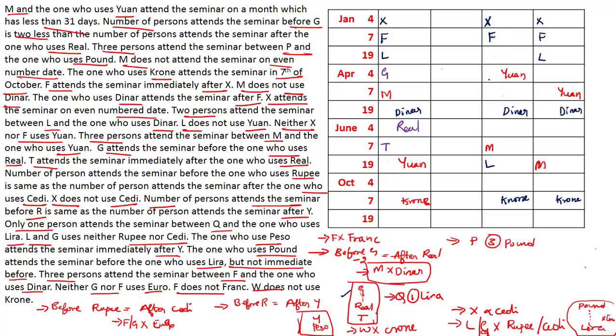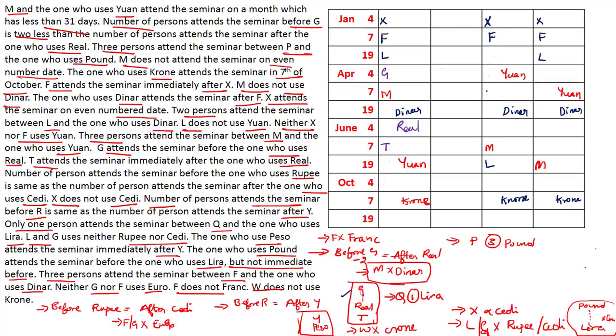In the same manner, if I put G here, before G there are 3 persons. After Real there should be 5 persons. So G is here, 1, 2, 3, 4, 5. So Real has to be here. If Real is here, immediately after Real T has to be placed. That's not possible because M is already there. So it is also not possible to substitute G here.